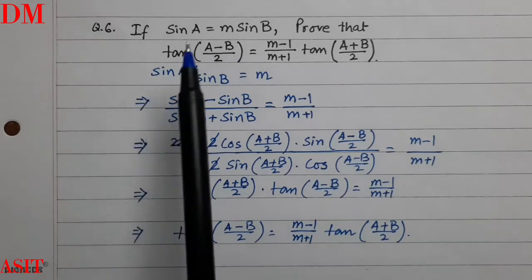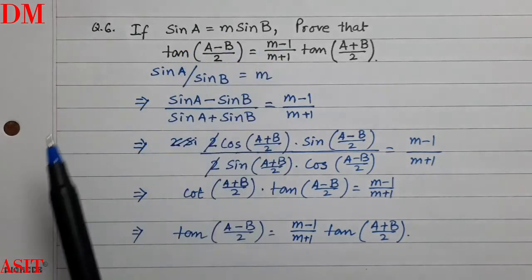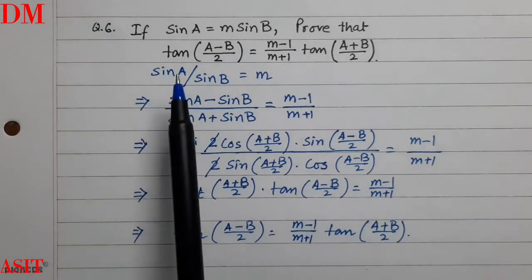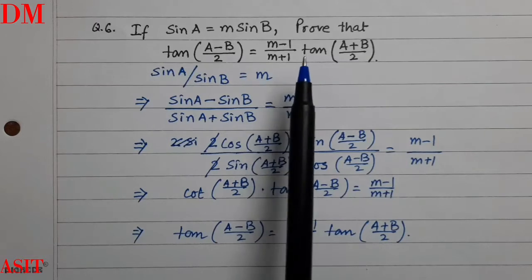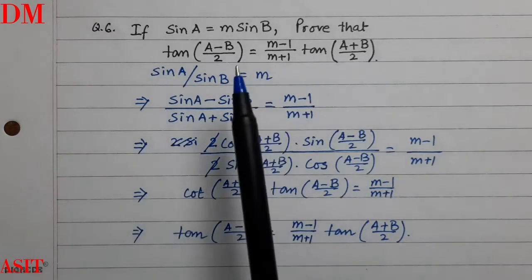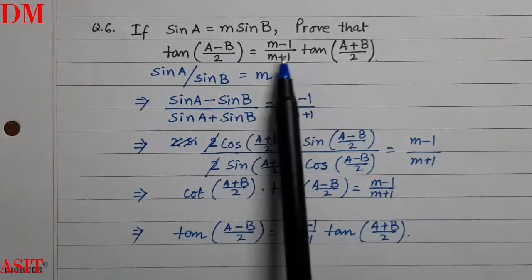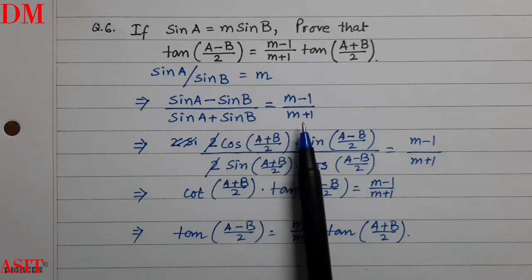Now our next question is, it is given that sine A equals to m sine B. So prove that tan of A minus B by 2 is equals to m minus 1 by m plus 1 into tan of A plus B by 2. That is also a very simple question. So since we can see that it is m minus 1 by m plus 1, our primary target is to do the componendo dividendo.